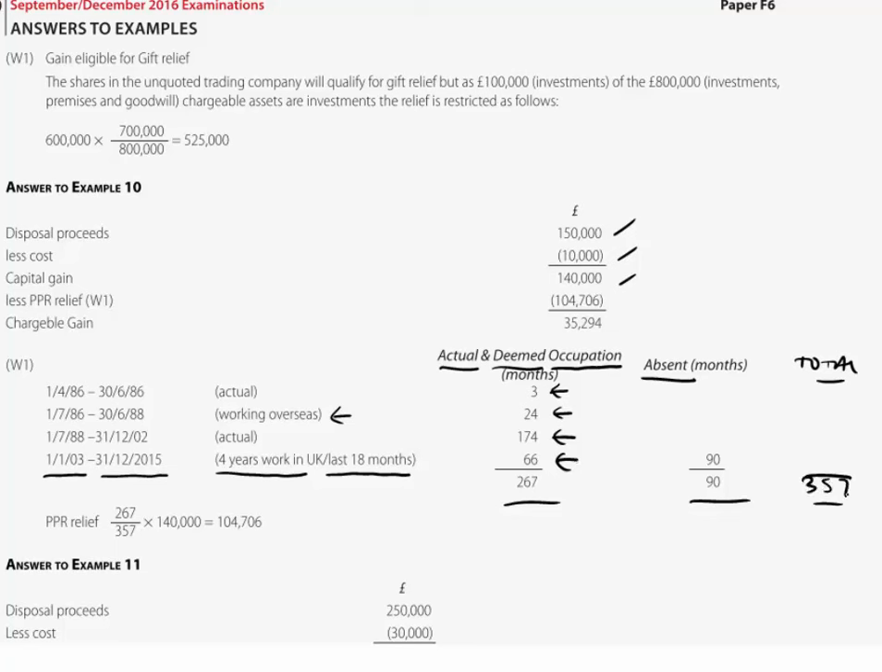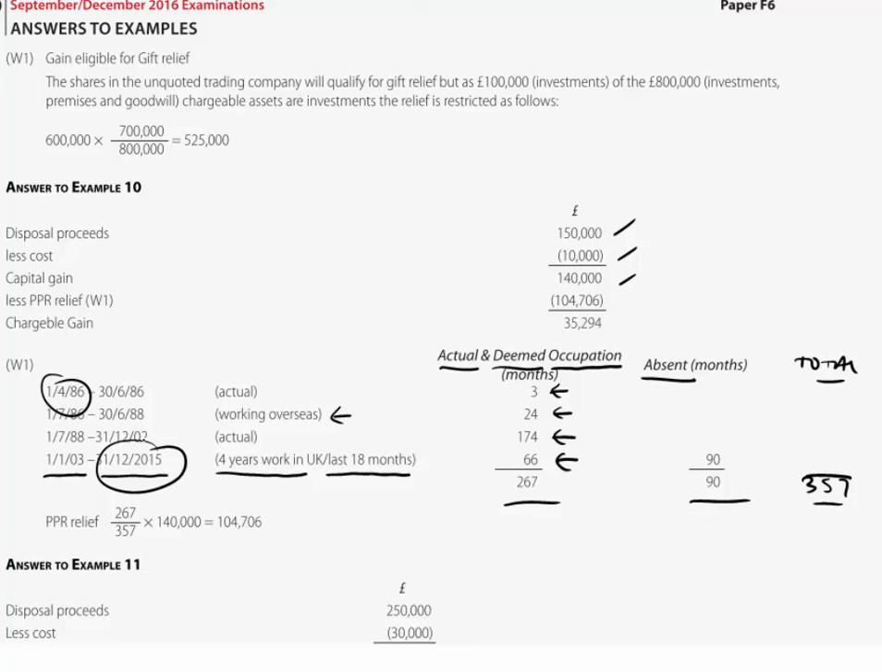357 months of ownership. Again, check that that is correct from the 1st of April 86 to December 15, just to make sure that you have got the correct numbers here. Again though, as long as this is not an objective testing question, if it's a written question, as long as you've demonstrated the process in the way that we put our working together here, the worst that can happen is you lose a mark because you've not correctly computed the number of months. But let's hope that that is not the case.